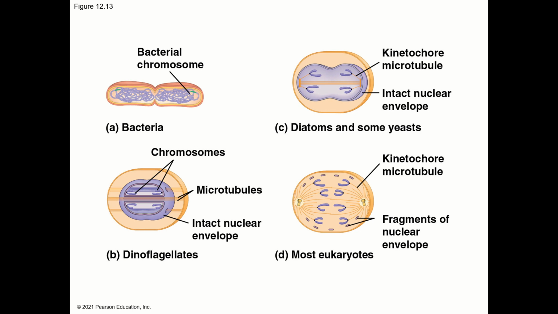Here in our figure we have A, bacteria, typical binary fission. We have B, dinoflagellates, where our chromosomes form. We have microtubules forming, and we have an intact nuclear envelope, or the nucleus. For C, we have diatoms and some yeast cells, where there are kinetochore microtubules and an intact nuclear envelope. And then we have most eukaryotes, where there's the kinetochore microtubule and fragments of a nuclear envelope that hasn't quite perfectly formed yet during this process.